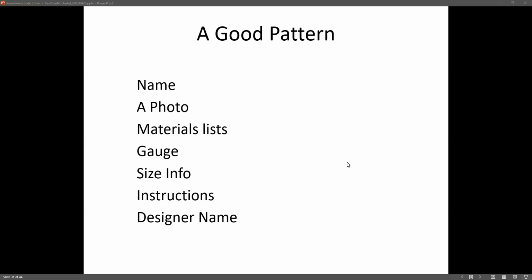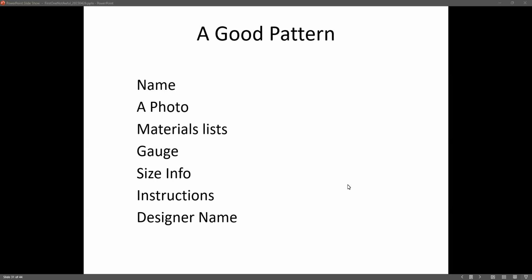If the information in the pattern, even before you've read all the instructions, is good, there's a good introduction, it's giving clear information about what materials are required, it's giving clear information about the sizes that are on offer, it's giving you the designer's name, it's giving you a designer website, that kind of thing, you can feel a bit more confident about the rest of the instructions. Make sense?